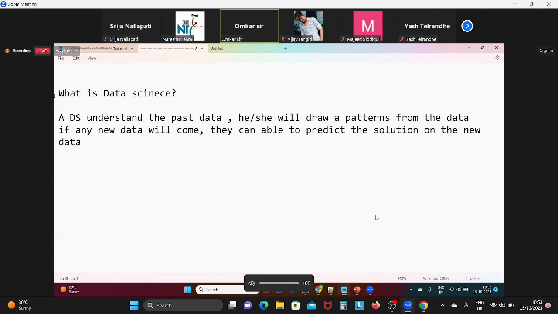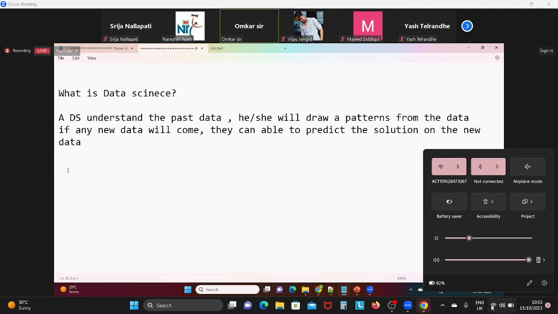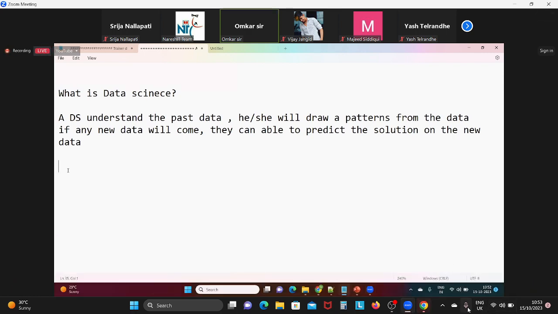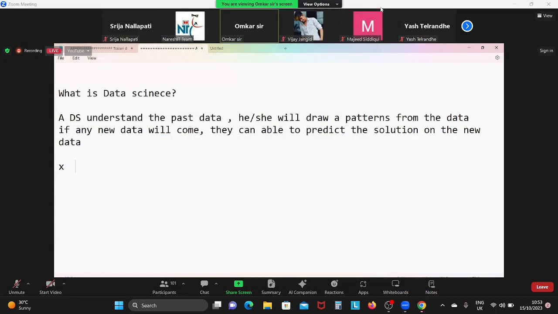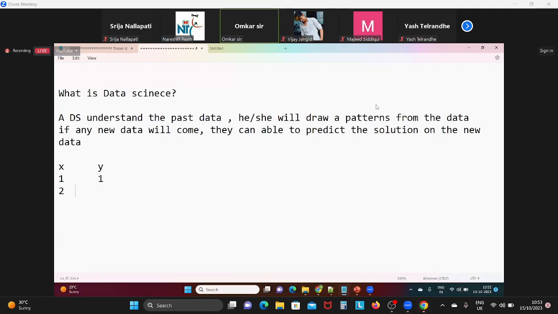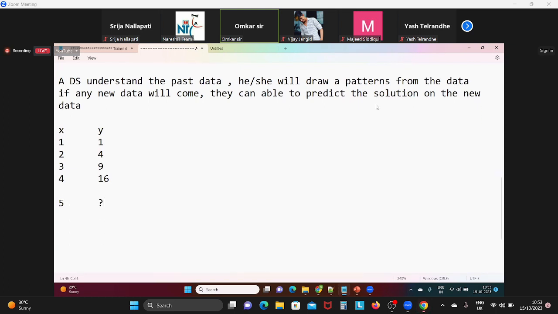Let's see a small example. Generally, I want to take this small example to make people understand. I have trained students on so many things, and they know this very well. Let's say there is an x and a y. x is equal to 1, y is equal to 1; x is equal to 2, y is equal to 2; and x is equal to 3, y is equal to 9. Let's say this 4, and this is equal to 16. And now 5 is there. Now what is the answer? Tell me. What is the answer?